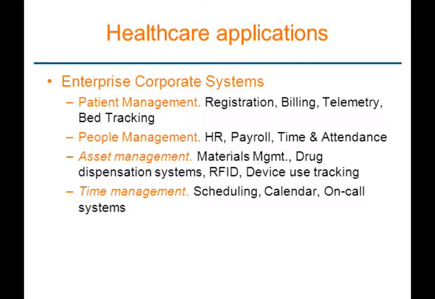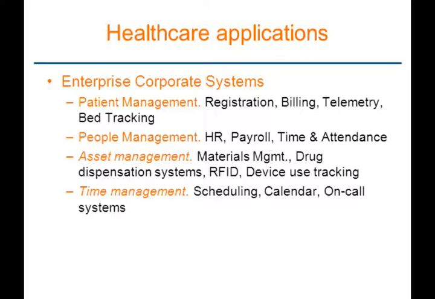And other kinds of such systems are systems that do the telemetry, as well as bed tracking in the sense of which beds are empty, which beds are available. The second class of such corporate systems, people management. We talked a little bit about how they're useful in authentication and signing on. It's also related to time and attendance programs, which is about who is coming to work and how long they have worked.